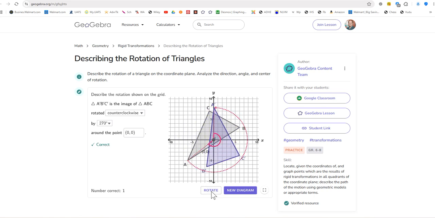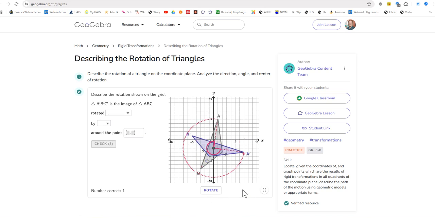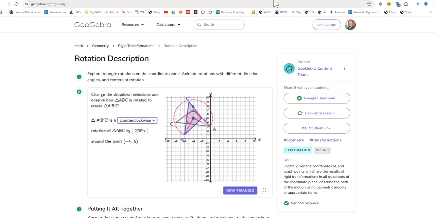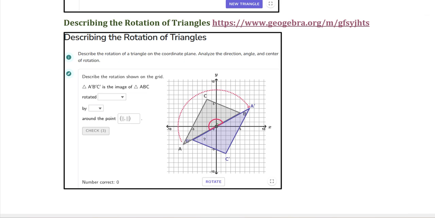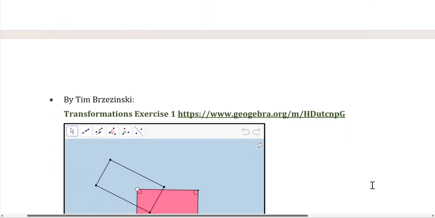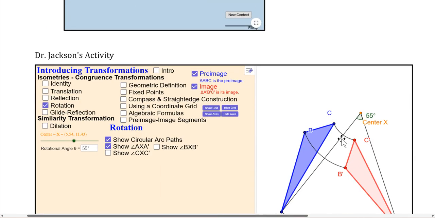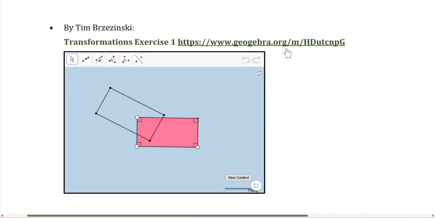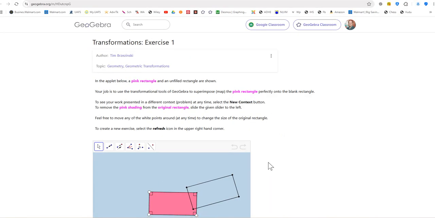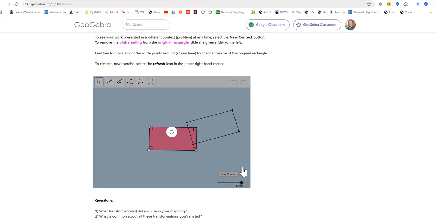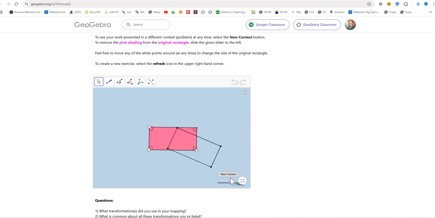So notice one thing about this transformation stuff is that you can really think of things dynamically. Here's another example. Again, you get to pick the things and try it out. Again, I'm going to leave it to you to check these things out on your own a bit. Here's one more I want to show you before the end of this video. This one is another one of Tim Brzezinski's. He does some great work, as does the GeoGebra team. And we can see some rotation going on here.